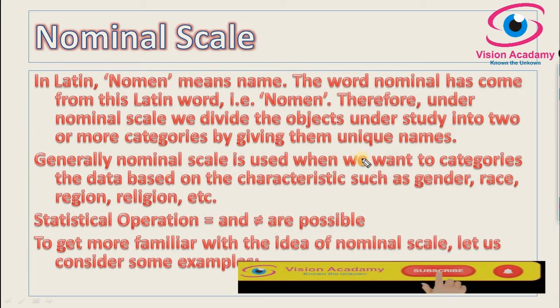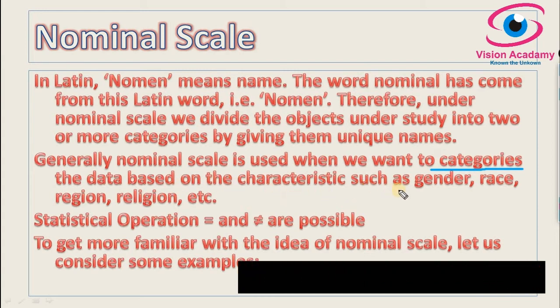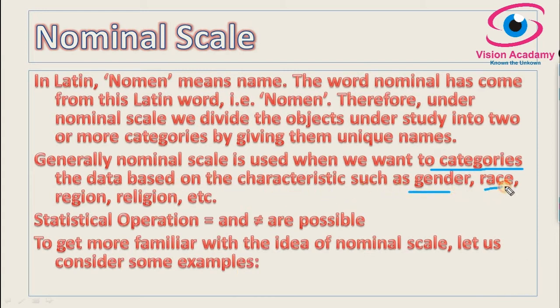Normally, when we want to categorize the data based on characteristics, such as gender, race, region, religion, etc., we use the nominal scale. In the nominal scale, the statistical operations possible are only equals to or not equals to. More than this is not possible in a nominal scale. In the nominal scale, you can apply only the very least possible statistical tools.